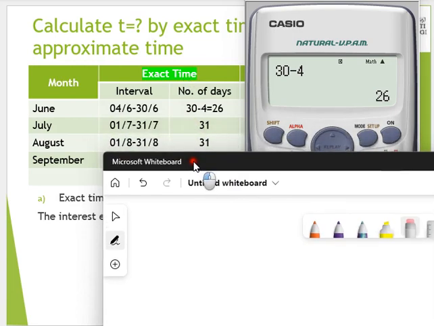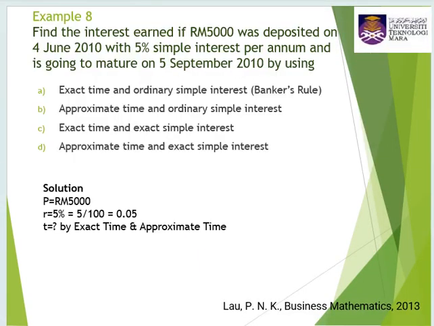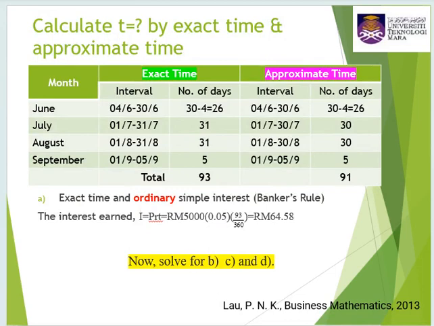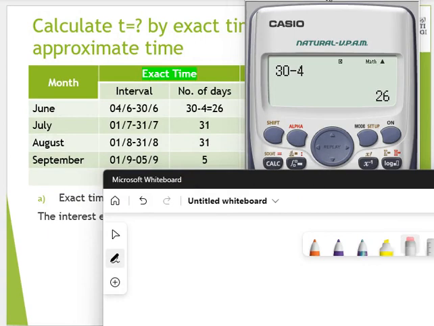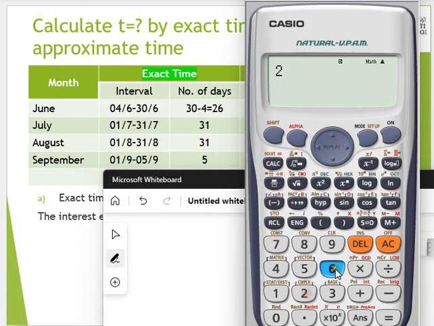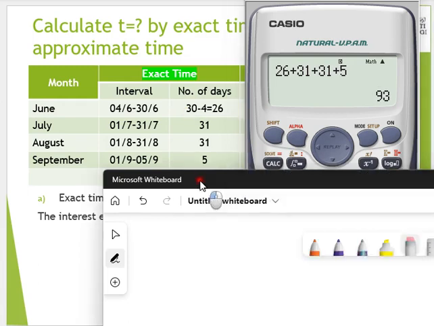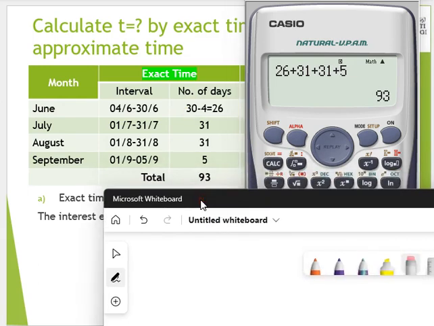On July, you have 31 days because exact time. August, you have 31 days as well, because full month. So September is only until 5th of September, so meaning to say that you have 5 days. Okay, so total up, so 26 add up with 31 days, add up with 31, add up with 5. So the total exact days will be 93 days.